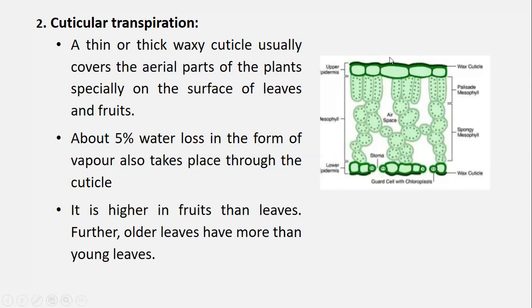So this is the outer surface, as you know, both the upper surface as well as lower surface of the leaves are covered by a thick or thin cuticle, and that cuticle is the one through which the water evaporates to some extent, and that is known as cuticular transpiration.